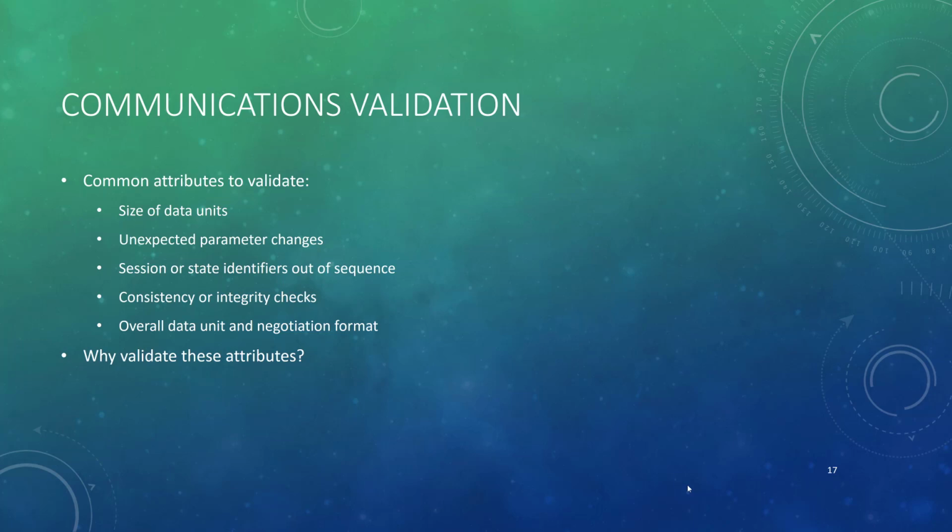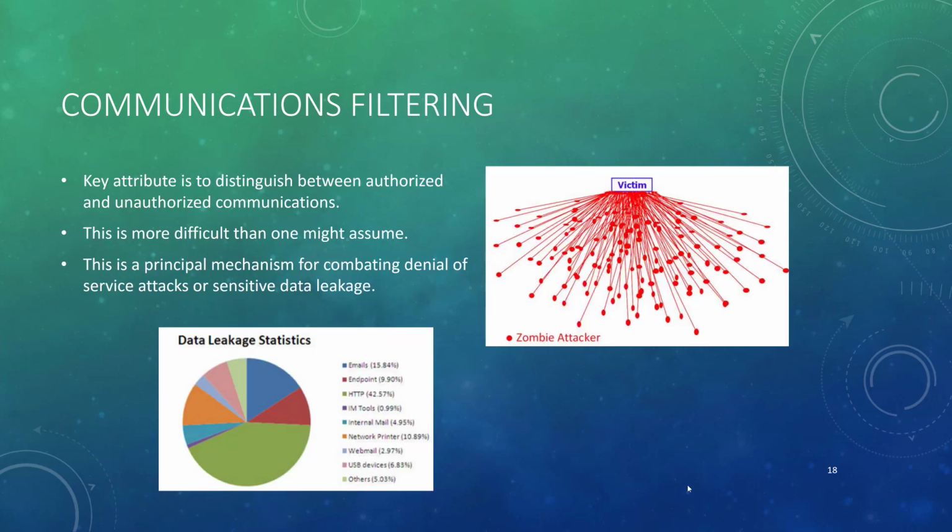There are lots of things that you can validate: the size of the data units. You're looking for parameter changes in the header or footer, typically the header. You're looking to see if things are out of sequence at the session level, or if there's a replay attack at that level. Looking for integrity checks if there's encrypted data, and then the overall format of the data being extended. What you're really trying to do is make sure that authorized communications is taking place and that you don't have either a denial of service or data leaving your organization. So in our organization, we filter looking for PHI, credit card, SSN type of traffic, and then filter based on that, not allowing that to leave the organization.